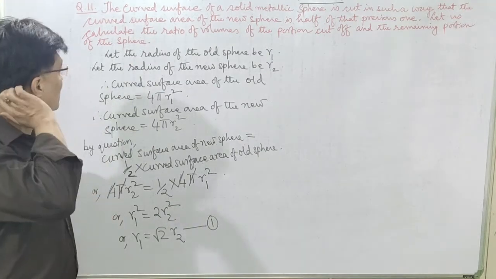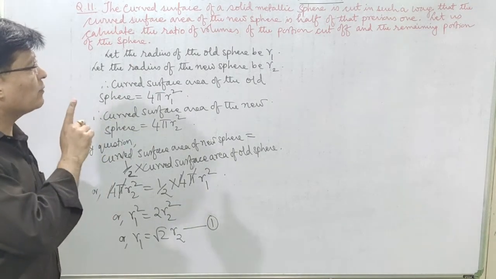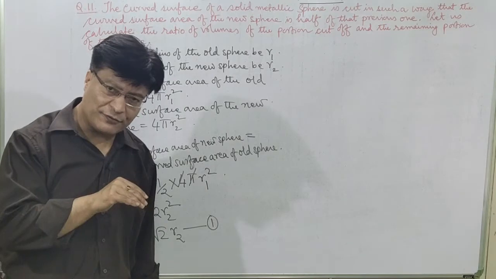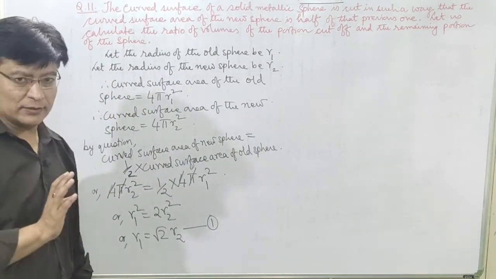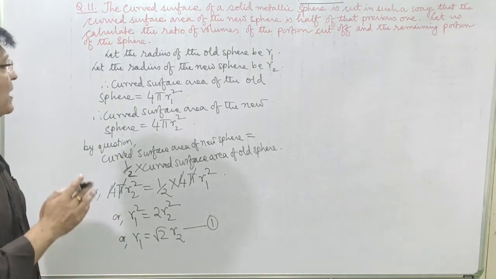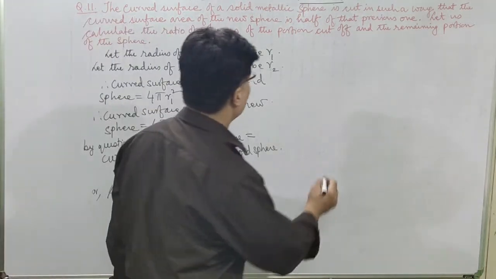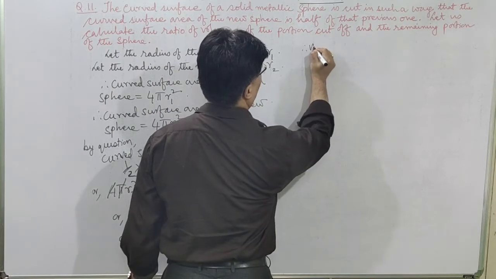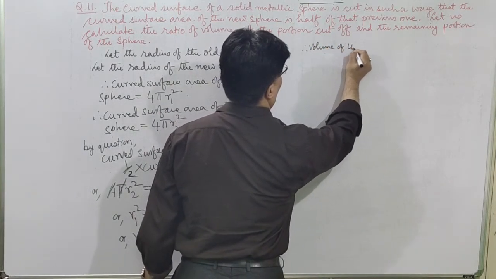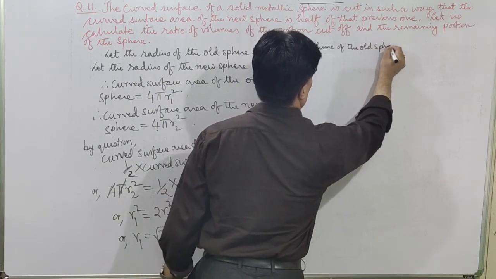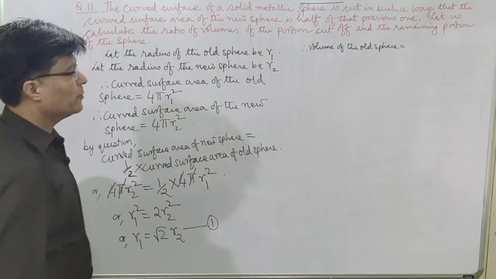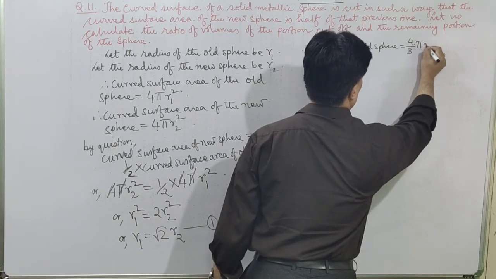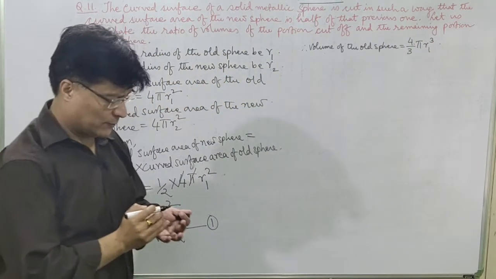Now what is to be calculated? Let us calculate the ratio of the volume of the portion cut off and the remaining portion of the sphere. So now let us find out the volume of the whole sphere. Since the radius of the whole sphere is R1, the volume of the whole sphere is equal to 4/3 pi R1 cube.